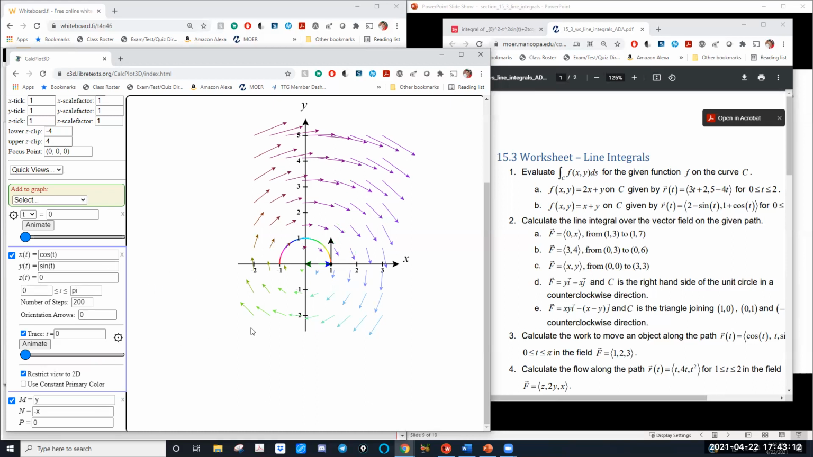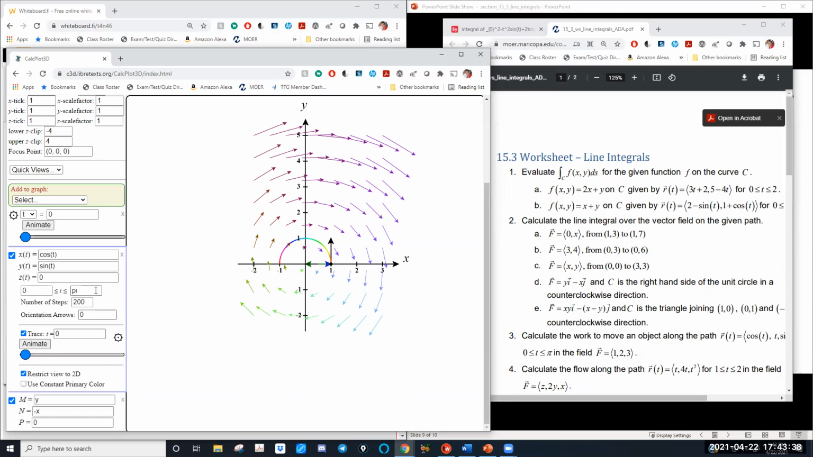Now, we're trying to come up with the parameterization of the right-hand side of the unit circle going in the counterclockwise direction. So we've got the direction right. We just don't have the right part of the circle. We want to go from here to here. So there's a couple options. I mean, you can change the trig functions. You can change signs on the trig functions.